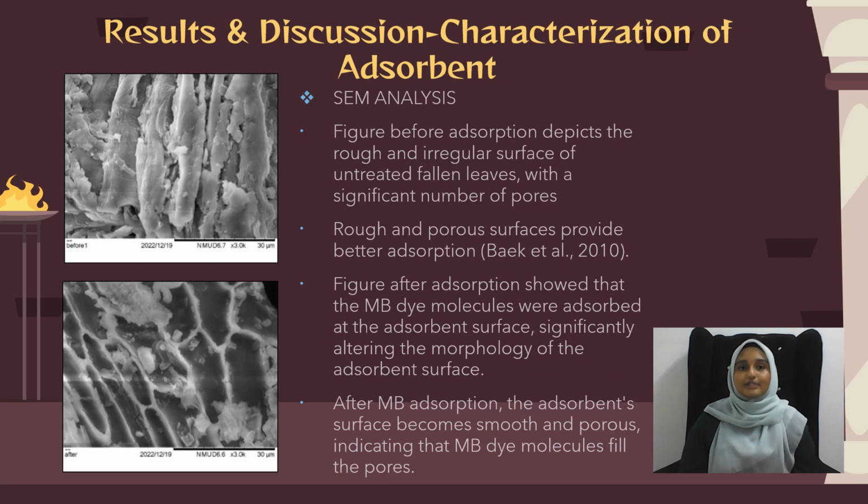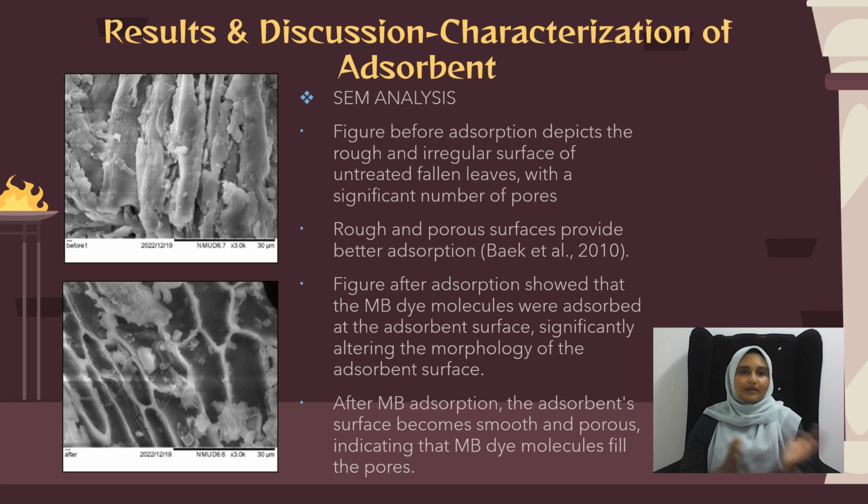Results and discussion: characterization of the adsorbent, SEM analysis. This figure shows the SEM image of the adsorbent before and after methylene blue adsorption at 3000 magnification. The figure of the adsorbent before the adsorption process depicts a rough and irregular surface of untreated pandan leaf with a significant number of pores. According to Beck et al. 2010, a rough and porous surface provides better adsorption.